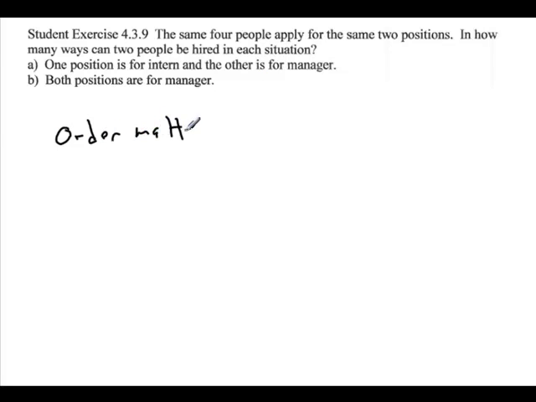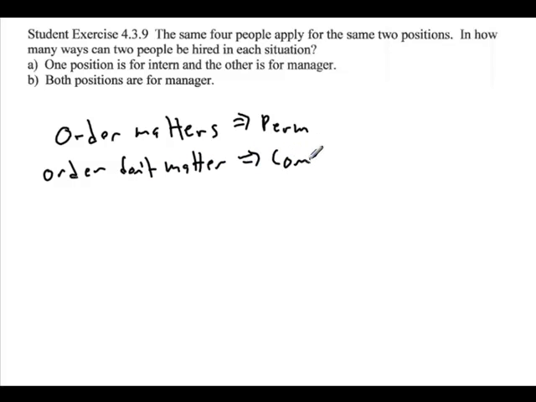And if it doesn't, then we have groups. In other words, if order doesn't matter, then that implies we have a combination. So let's look at these 4 people applying for the 2 positions.